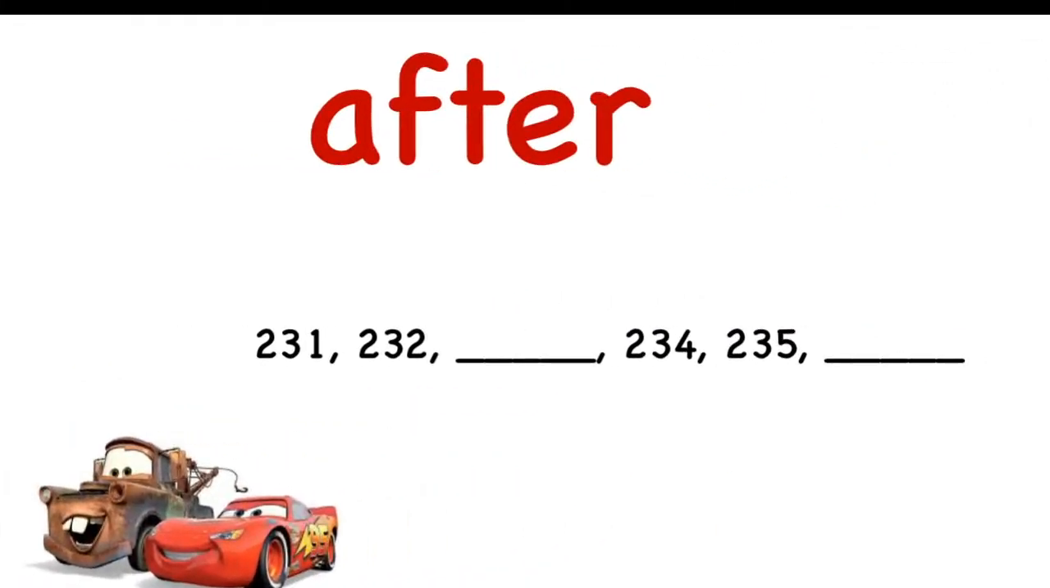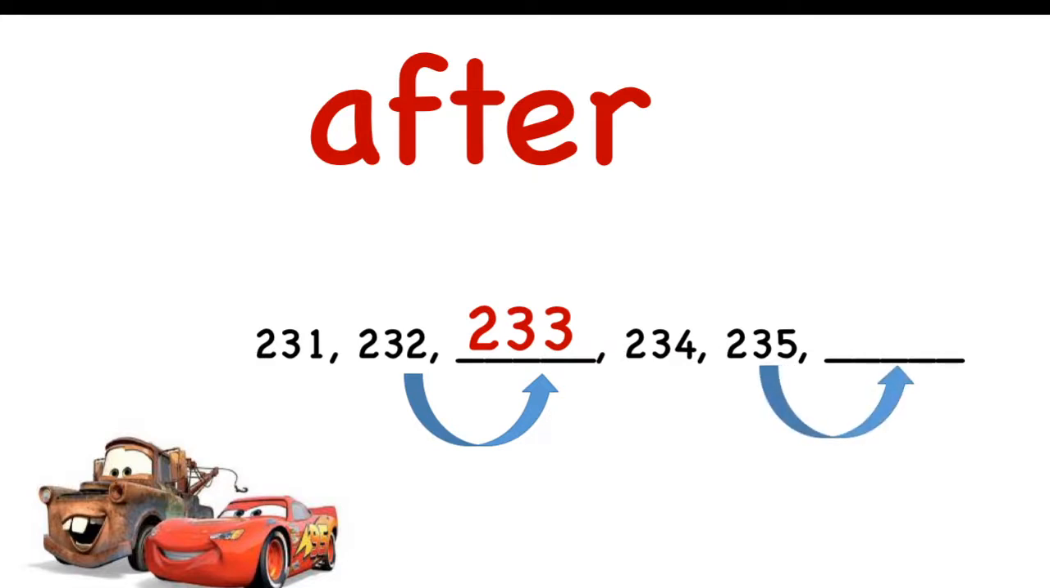After. After means the next number. The number after is the next number. So, what comes after 232? If you want to find the number that comes after, you need to add plus 1. 232 plus 1 will be 233. What comes after 235? Just simply add plus 1. 235 plus 1 equals 236.